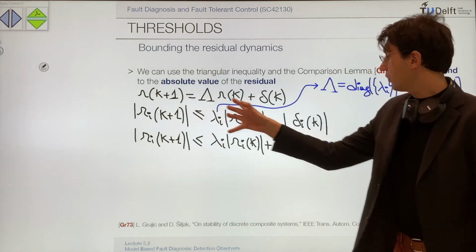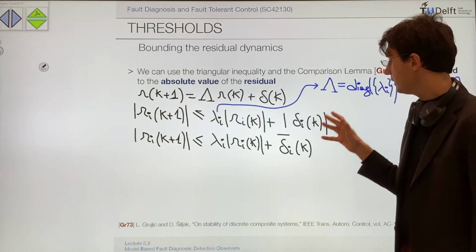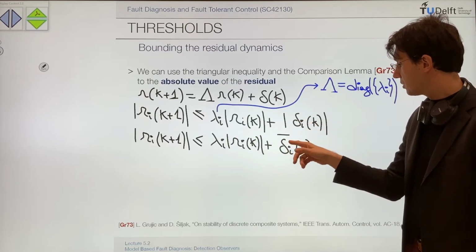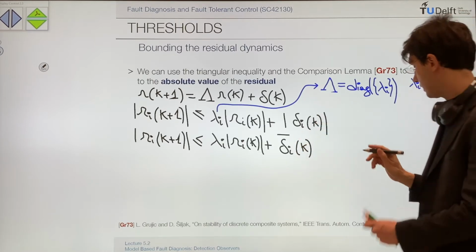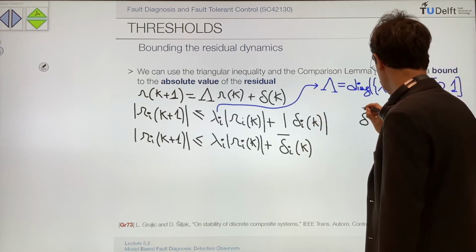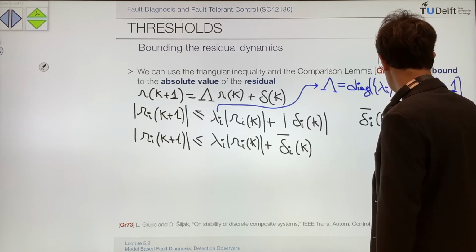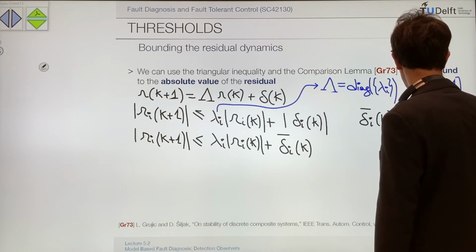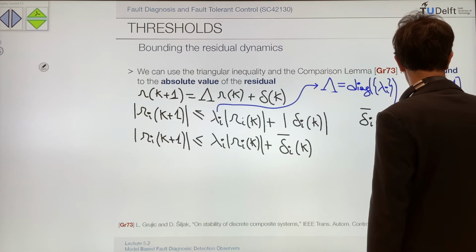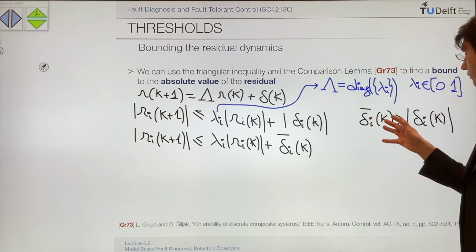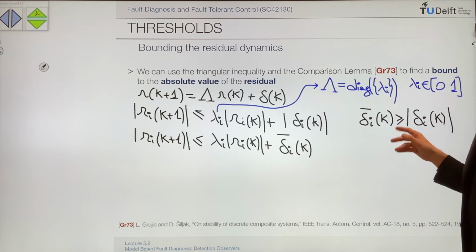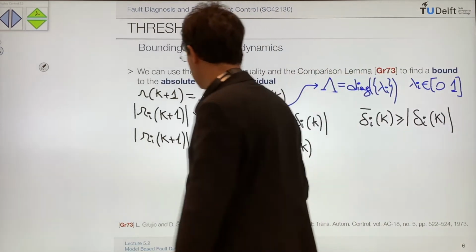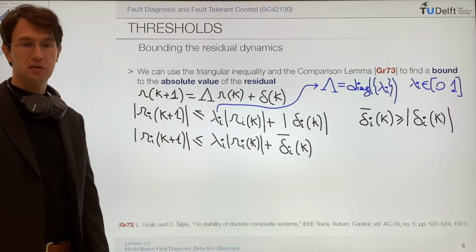So basically, we took this and we further upper bounded it by this expression, where now we have delta over bar in place of this one. So this is such that it is always bigger or equal than the absolute value of that component of delta. So by definition, we have this term. And we are showing later that indeed we can compute this term. Now, the use of the triangle inequalities is over.